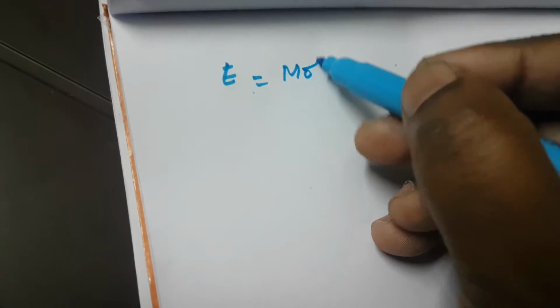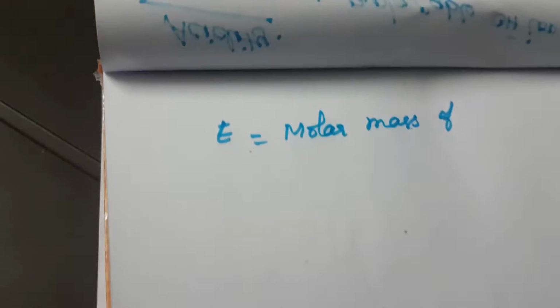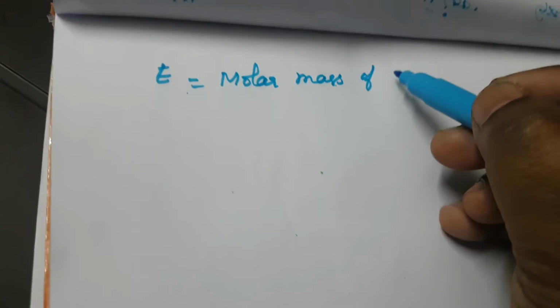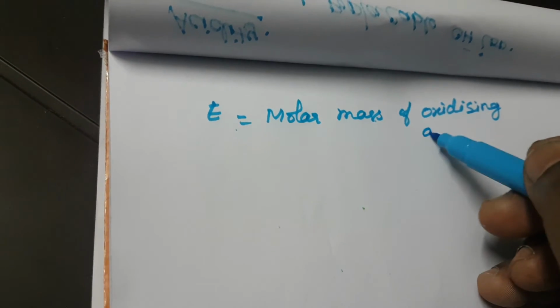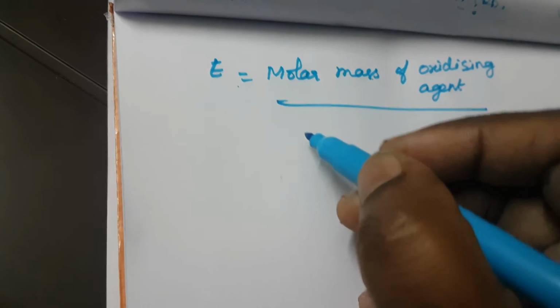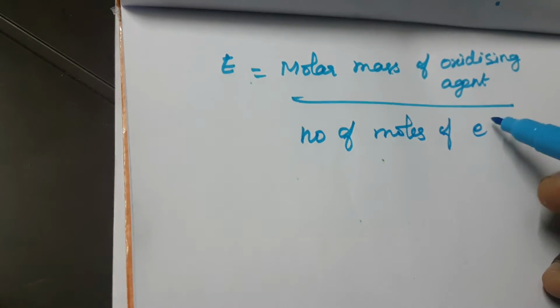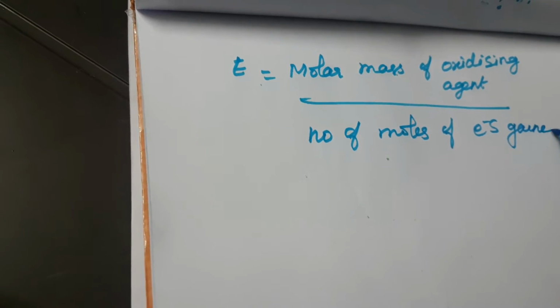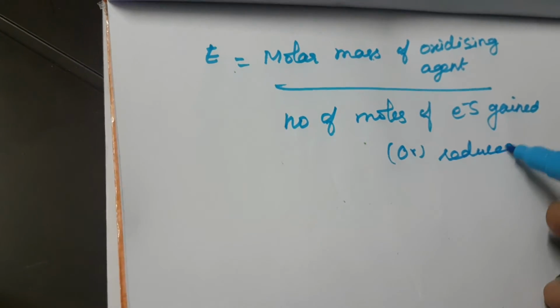So how to calculate the equivalent mass of an oxidizing agent: it is equal to the molar mass of the oxidizing agent divided by the number of moles of electrons gained, or the number of moles reduced. Okay, so this is another one.